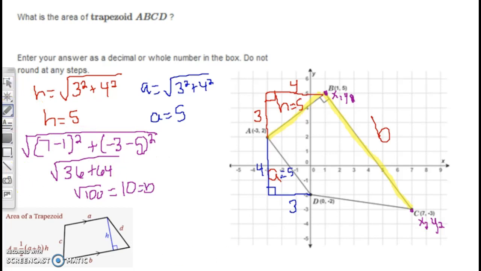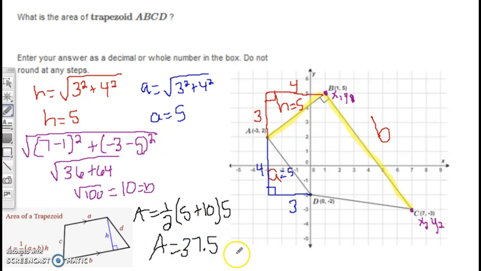And then we're just going to plug it into our formula. So area equals 1/2 of the quantity A plus B, so 5 plus 10, times the height, which is 5. So let's see, 5 plus 10 is 15. Half of 15 is 7.5. And 7.5 times 5 is 37.5. You could type all that in your calculator in one step if you didn't want to use your brain like that. But the area is 37.5 units squared.